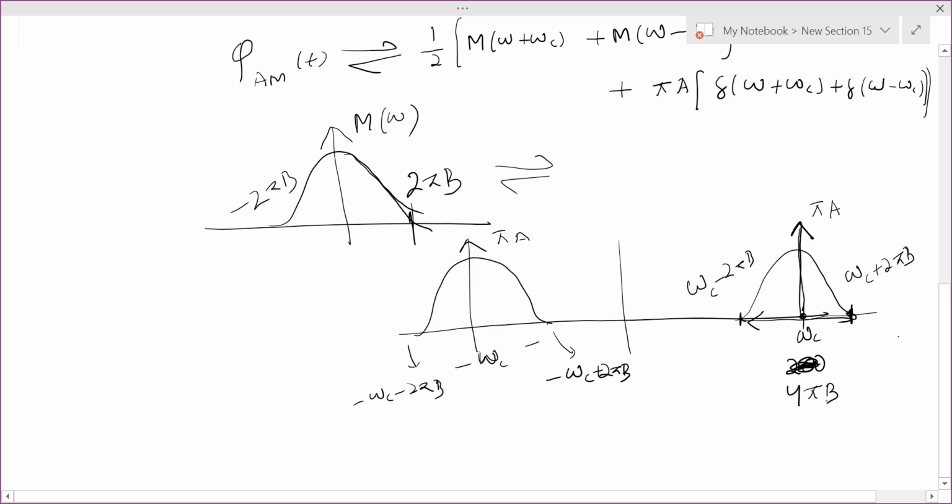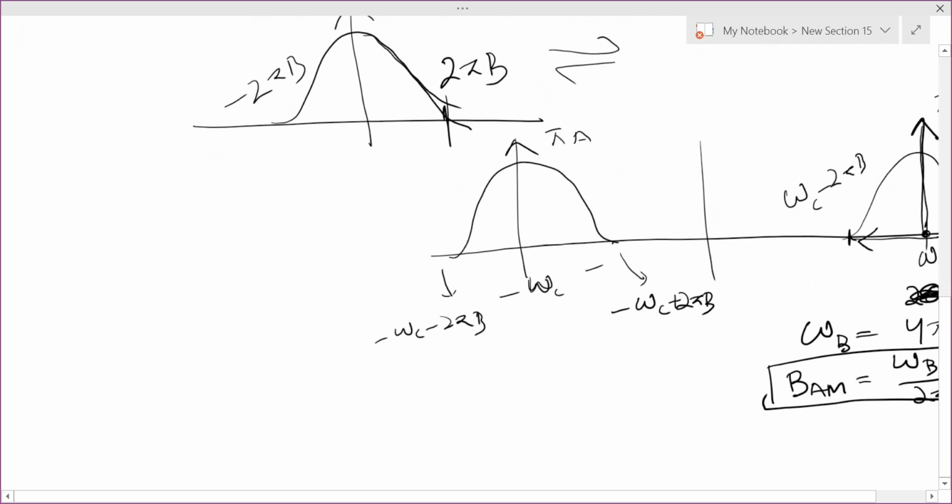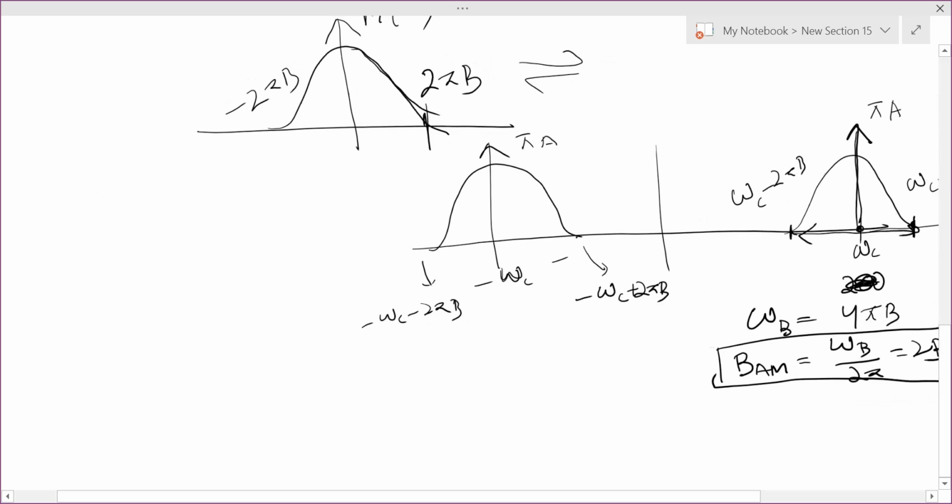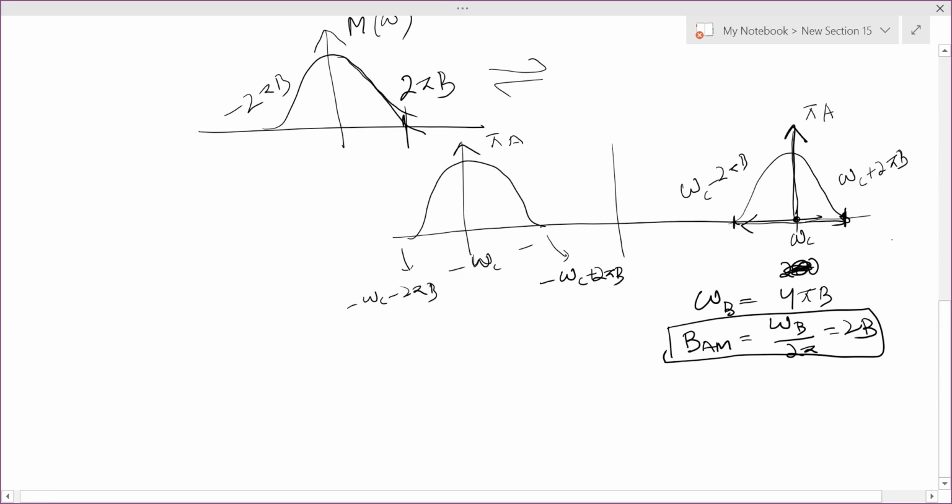So this 4 pi b is the bandwidth in angular frequency. I will write omega b. But the actual bandwidth will be omega b divided by 2 pi, which is 2b. So the bandwidth of AM is 2 times b. Similarly, the bandwidth of DSBSC is also 2 times b. If b is the bandwidth of the message signal, the bandwidth of the modulated signal is 2 times b. Now coming back to the AM with carrier, that is A plus m of t cos omega ct.